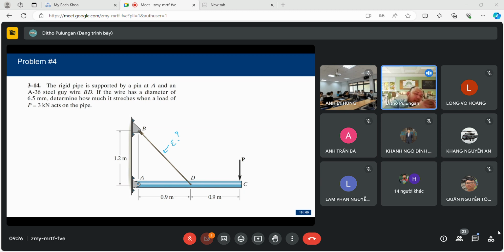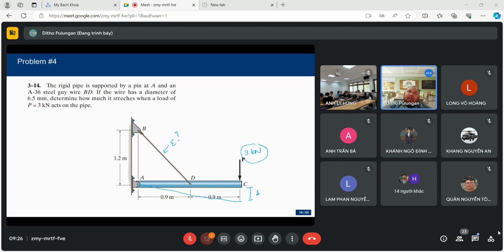Why? Because they give you the load P, 3 kilonewtons, but you cannot know what the displacement is here because it's not given in the question. In the previous question, it is directly given. Delta is 10, so you can calculate. But in this question, at problem 4, you're given the load, so you cannot know the delta. How do you know the delta?